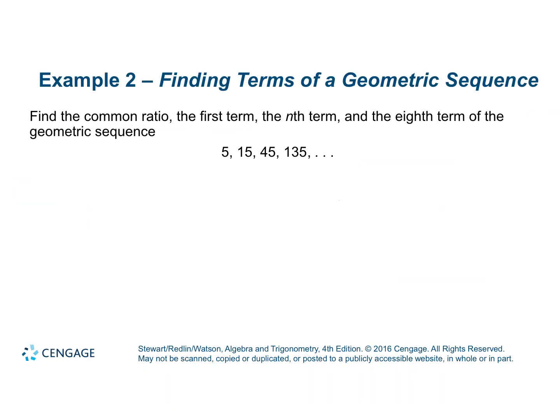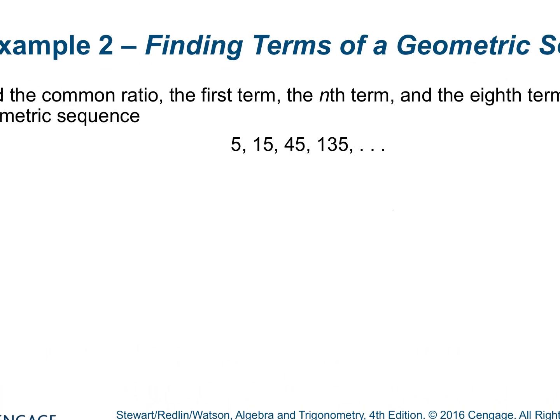All right, last one we're going to do today. Here we're finding the common ratio, the first term, the nth term, and the 8th term of the geometric sequence. So let's start with our common ratio. What are we multiplying to get from one number to the next here? Remember, if you don't see it, you can always divide the second by the first term. So 15 divided by 5 would be 3. So we're multiplying by 3. So our common ratio is 3.